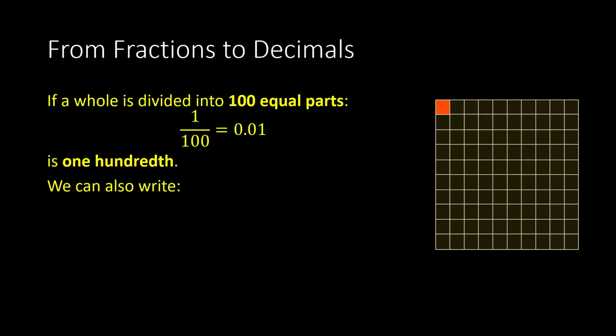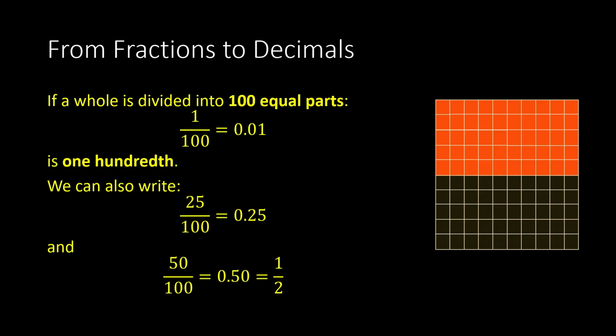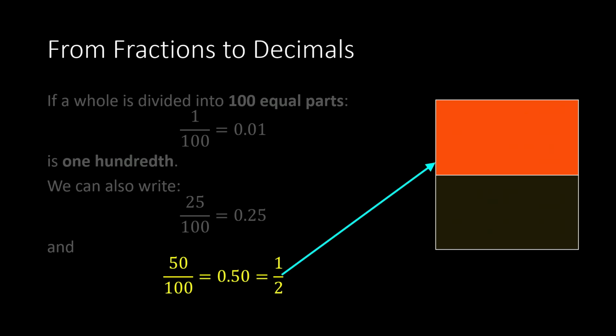We can also write 25 over 100 equals 0.25, which in this diagram is represented by 25 squares shaded out of 100. And similarly, 50 out of 100 equals 0.5, which equals 1 over 2, and that is represented by 50 squares shaded out of 100. Or 1 part out of 2, as shown here.